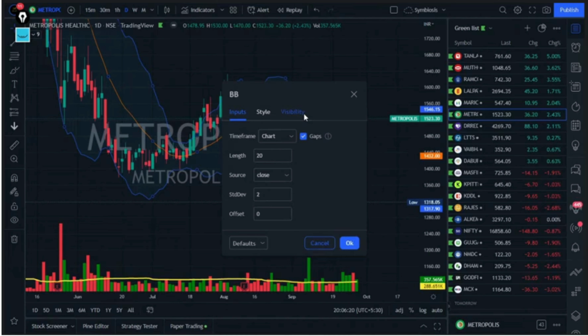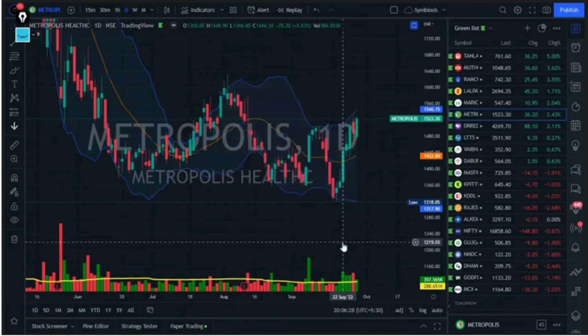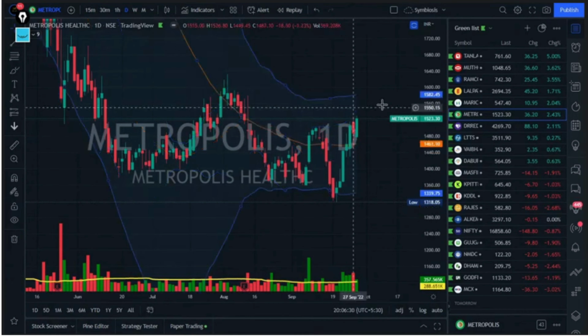Now I'm going to show you some settings here on the Bollinger Band. You can change the number of days. So 60 days is like 3 months. This is how it looks. Let's look at Dr. Reddy's, how it looks.